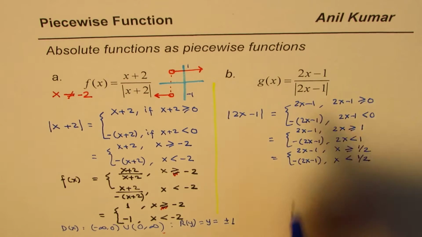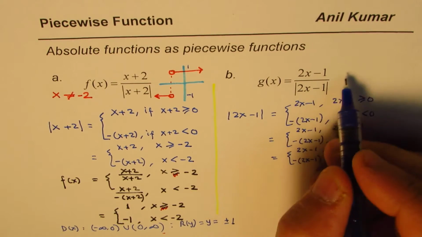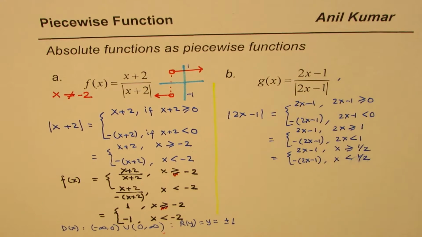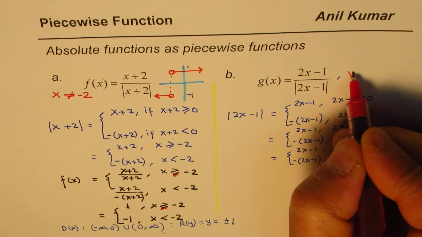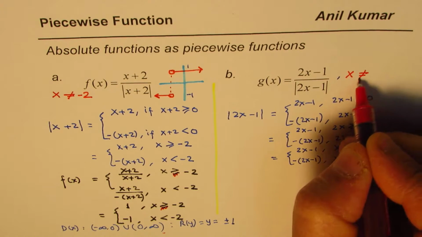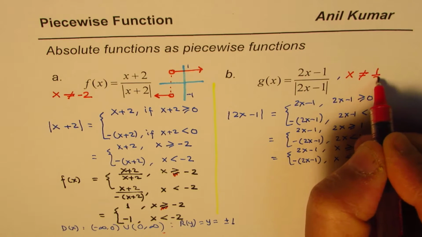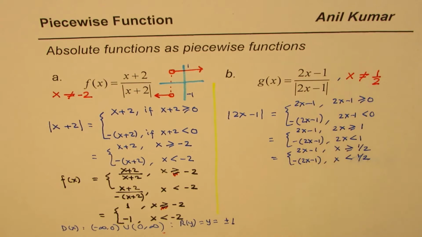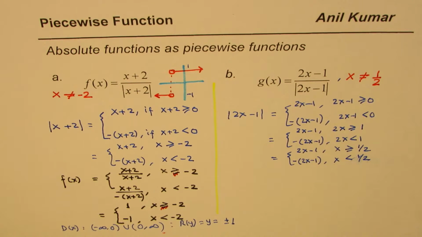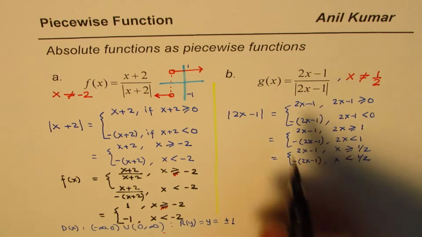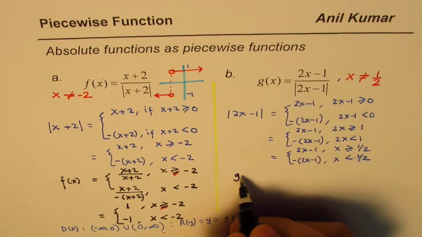Now remember one more thing, that in the denominator we cannot have 0. So it's a good idea to write a restriction here that x is not equal to half. Now I'm putting that in red to be very clear. This is important. If you miss it, you get a wrong answer actually. Perfect. Let's now write our function, which is g of x.